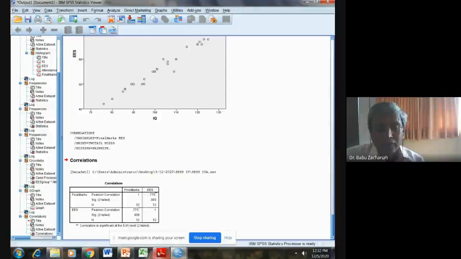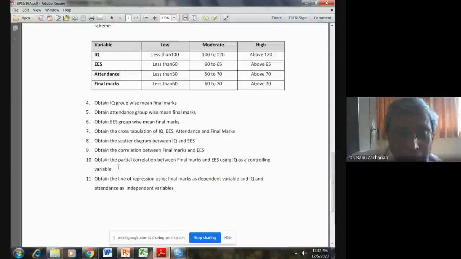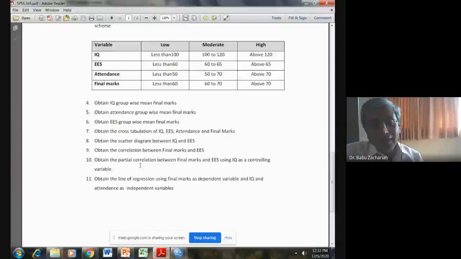And the next question is, obtain partial correlation between final marks and EES using IQ as a controlling variable. Say intelligence contributes for final marks also, and it also contributes to entrance exam marks also. IQ will be working in both the variables. So if we are controlling the effect of IQ, whether there is a connection between EES and final marks, this is a question. So how to do that?